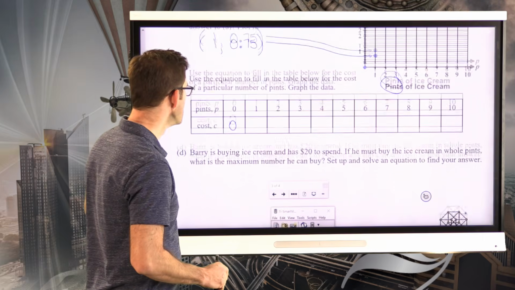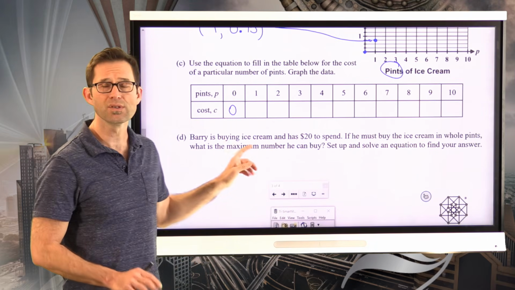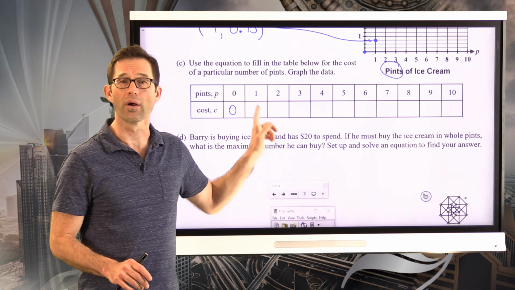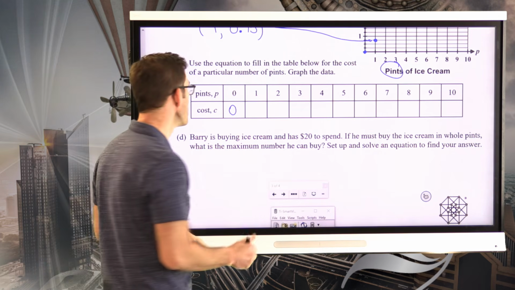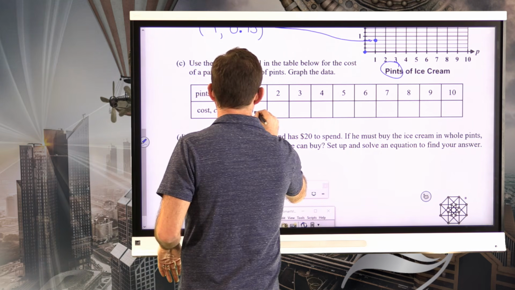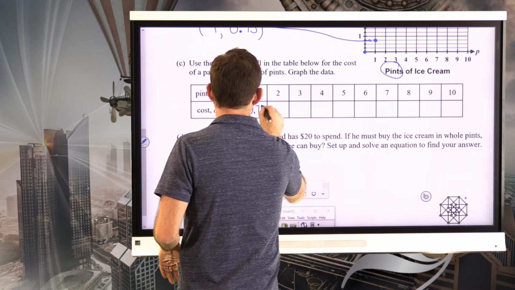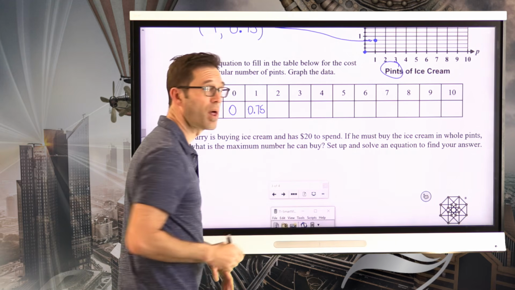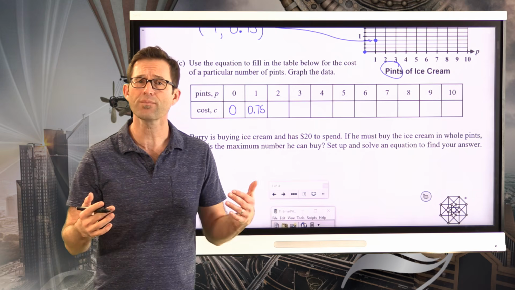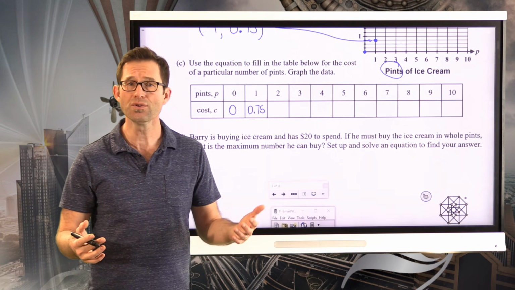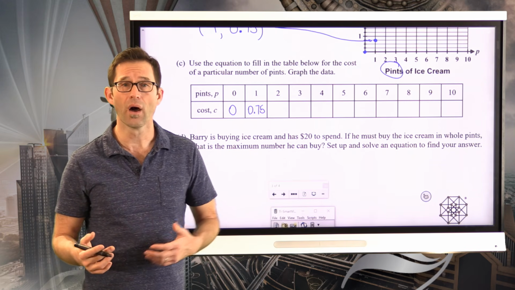Now, as I keep on going, I should also not need my calculator to do the second part. 1 pint costs 75 cents. That's kind of the whole point of the previous exercise. 1 is 0.75. All right, and we've also plotted that point right away, so I don't really have to worry about it from then on. For the rest of these, you can use your calculator. You could also do it non-calculator.